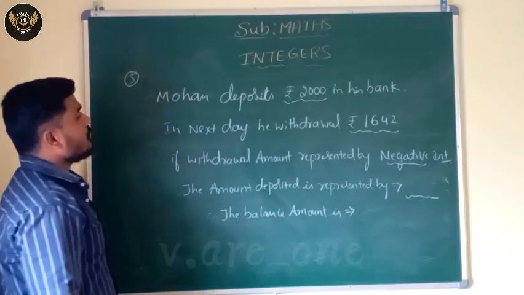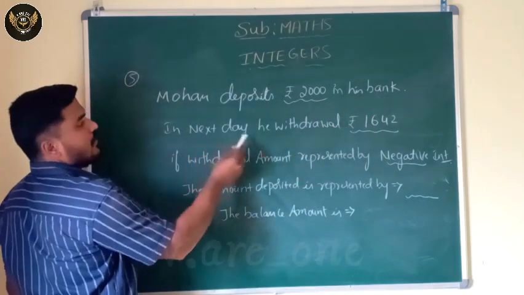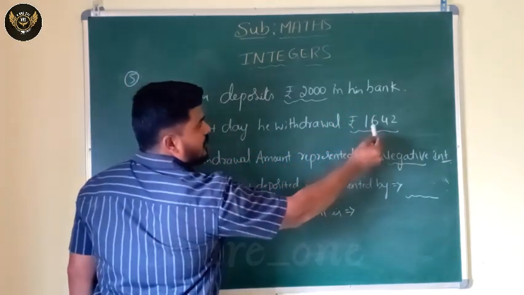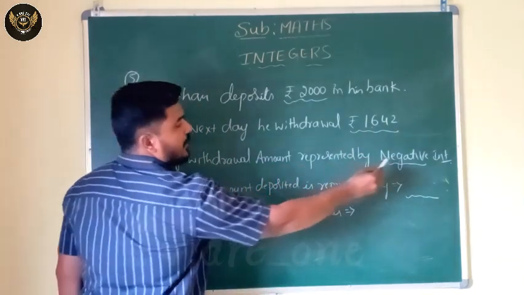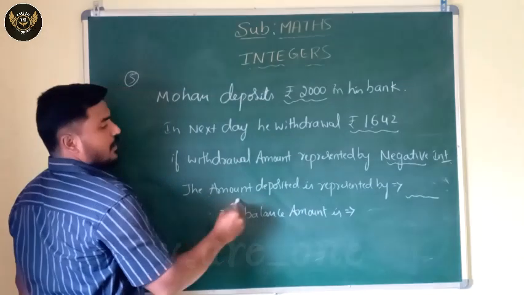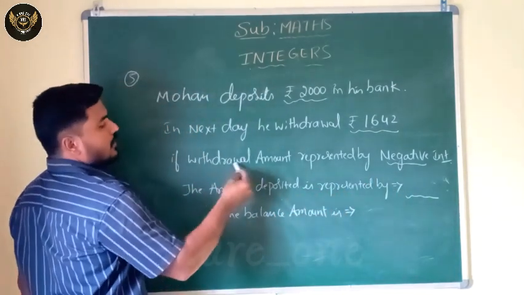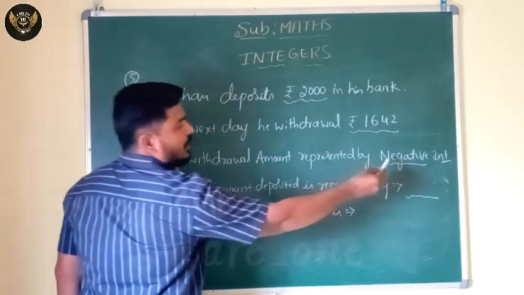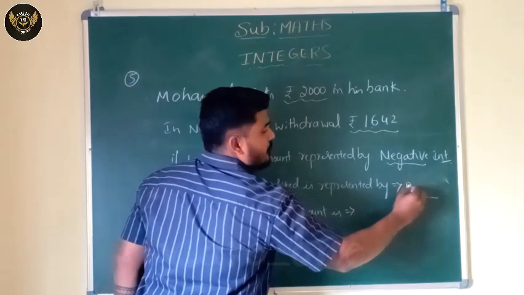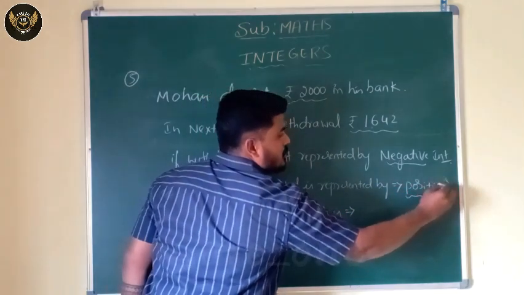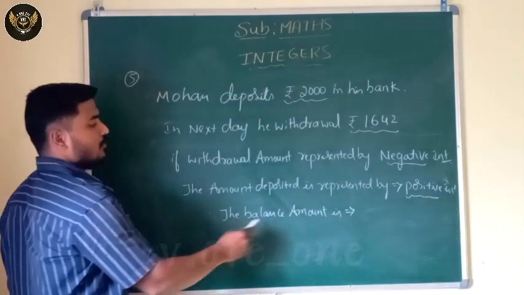So, according to the question, Mohan deposits rupees 2000 in his bank and the next day he withdraws rupees 1642. If the withdrawal amount is represented by a negative integer, the amount deposited is represented by, question mark. Means here the withdrawal amount will be negative, so the amount deposited will be a positive integer. Again they ask for the balance amount in the bank.